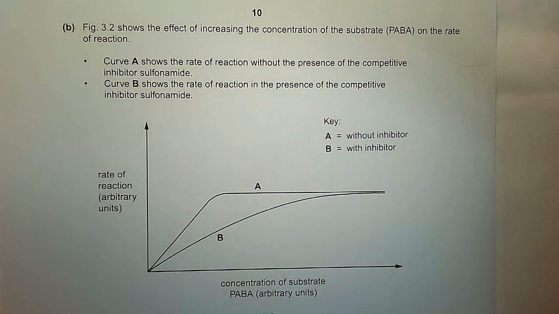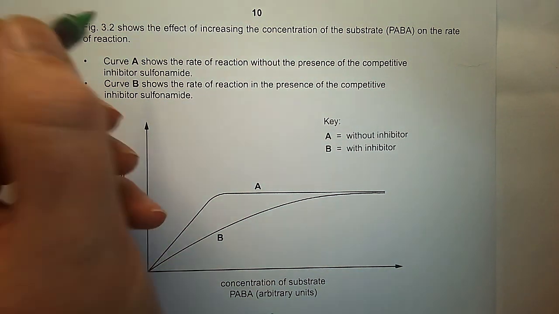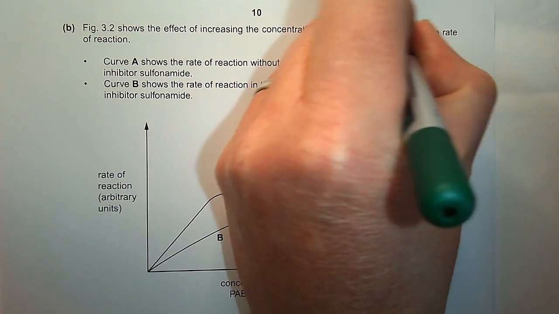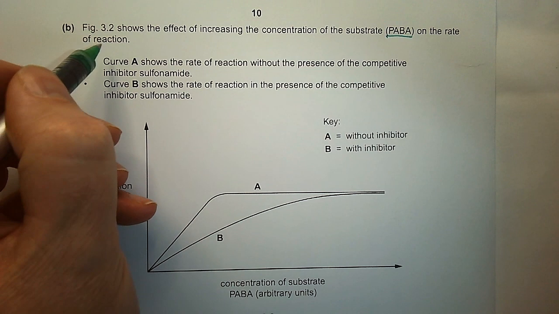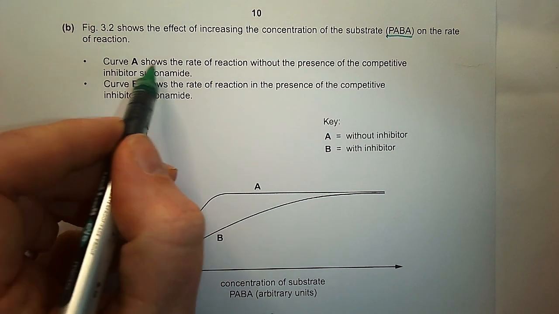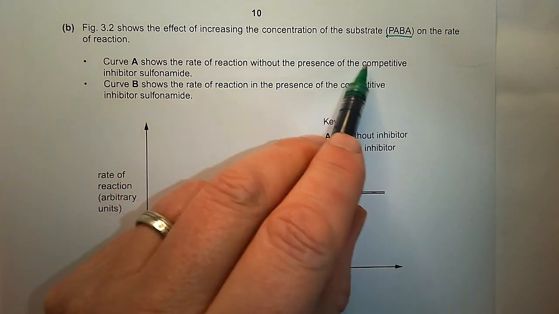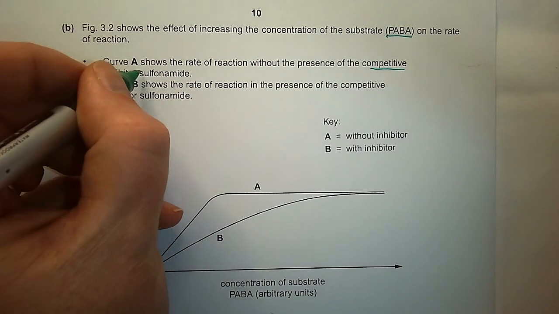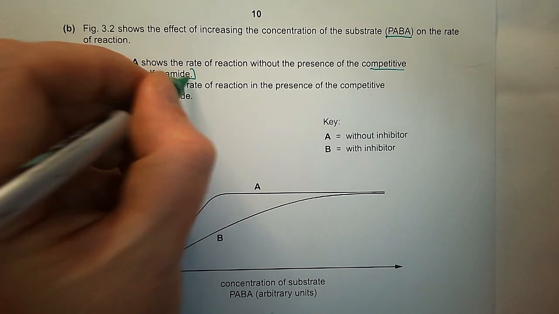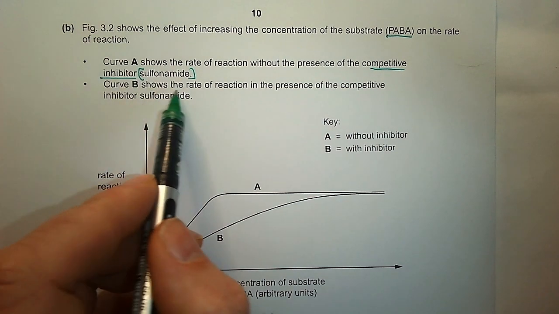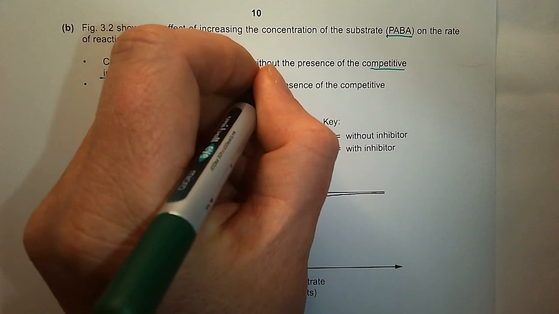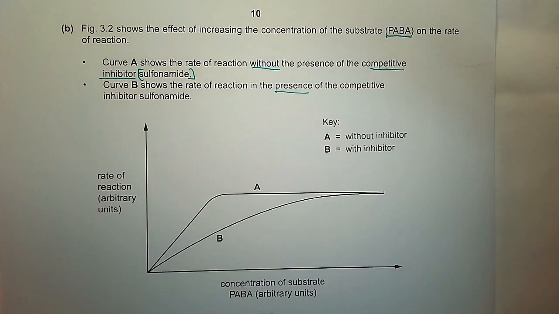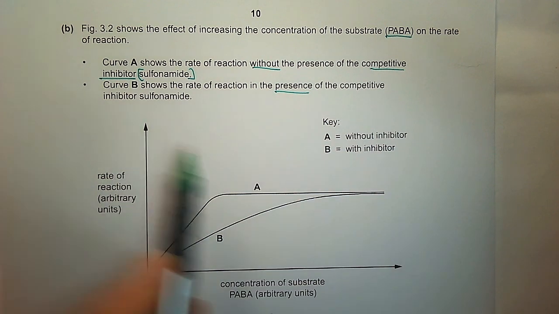It's an exam question about a competitive inhibitor. It says figure 3.2 shows the effect of increasing the concentration of the substrate, and we've got a substrate called PABA, on the rate of reaction. Curve A shows the rate of reaction without the presence of the competitive inhibitor, so we're told that it's a competitive inhibitor, and the name is sulfonamide. Curve B shows the rate of reaction in the presence of the competitive inhibitor.